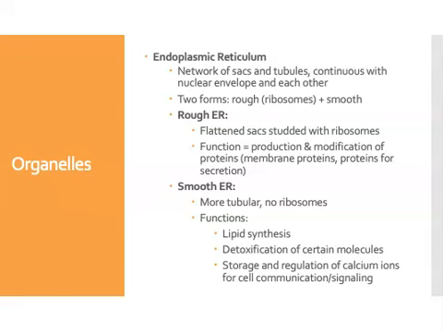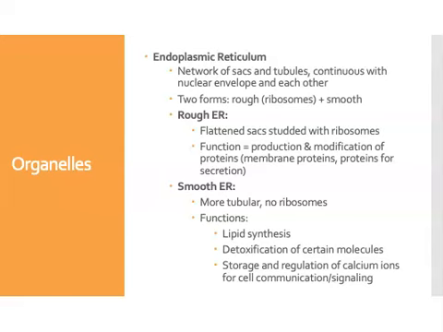There are two forms of endoplasmic reticulum, what we call rough and smooth. Rough endoplasmic reticulum got its name because under the microscope, the surface of that structure looks very rough. And the reason it looks rough is because it is studded with ribosomes. There are lots and lots of individual ribosomes that are sitting on the membrane surrounding the endoplasmic reticulum. Remember, the endoplasmic reticulum is a single membrane organelle.